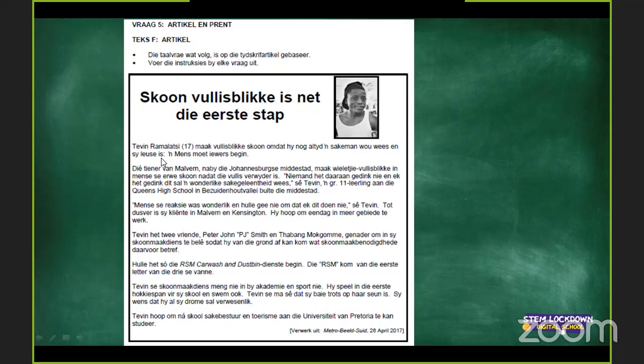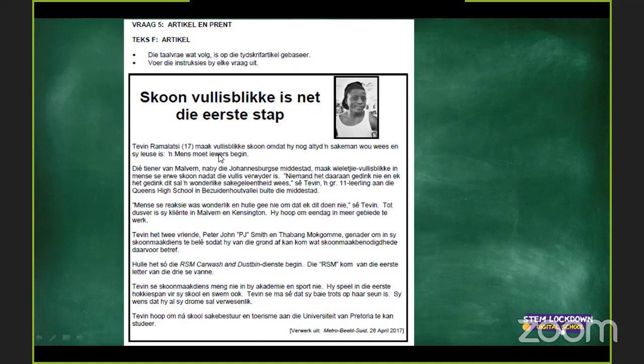Okay, so I'm just reading the introductory sentence. Kevin Ramalaksi, he's 17 years old. He cleans Dustin because he's always wanted to be a businessman. And he lives by the following motto, a mens moet iewers begin. You have to be able to start somewhere. Okay, en dan vertel hierdie hele artikel nou vir ons die storie van Kevin en hoe hy sy besigheid begin het. So this whole article now tells us the story about Kevin and how he started his business.